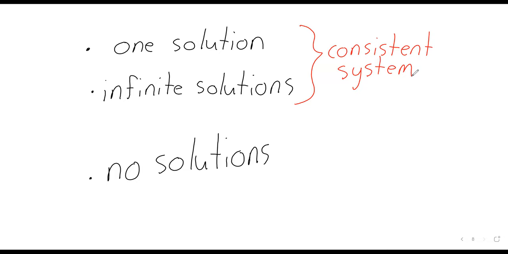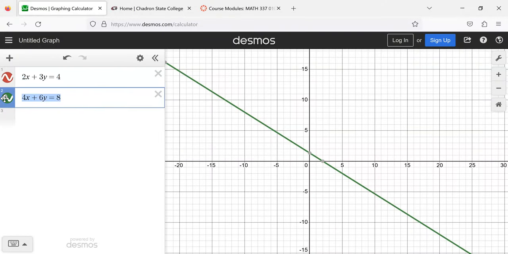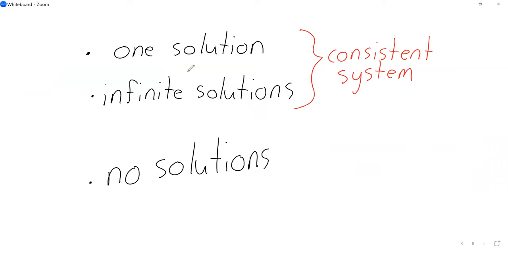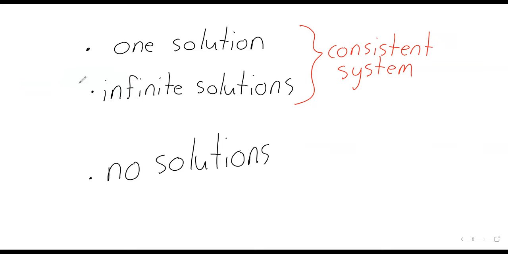It might seem intuitively that only one of these cases is actually interesting, and that's the one solution case. Because the infinite solution case seems to happen when you just have the same equation written in multiple ways, right? 2x plus 3y equals 4, 4x plus 6y equals 8. These are really the same equation. I just multiplied both sides of this first equation by 2 to get the second equation. So it might seem like this only happens if we have redundant information we should get rid of.